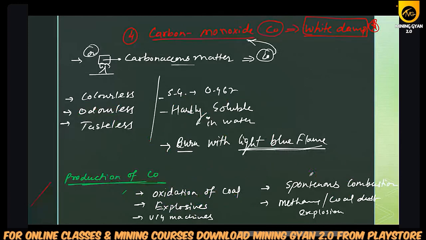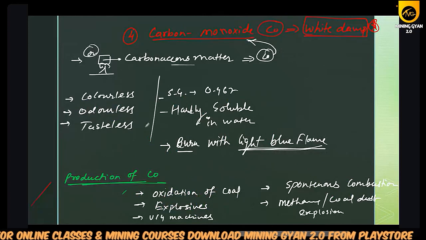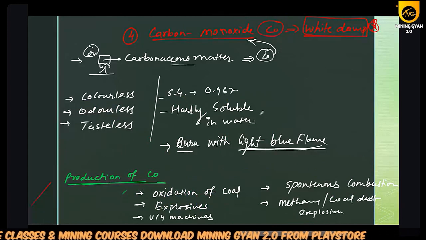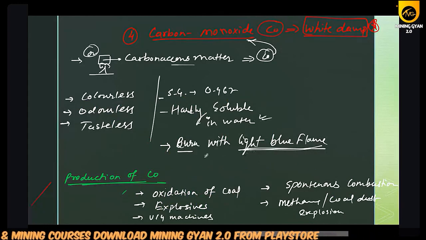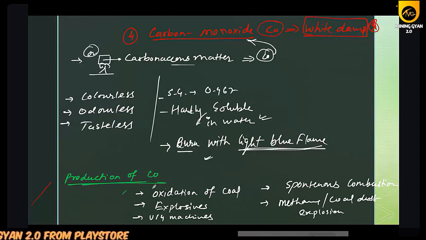It is colorless, odorless, and tasteless. Specific gravity is nearly that of air, it is hardly soluble in water, and it burns with a light blue flame. CO is produced by oxidation of coal, explosives, underground machines, spontaneous combustion, and methane.